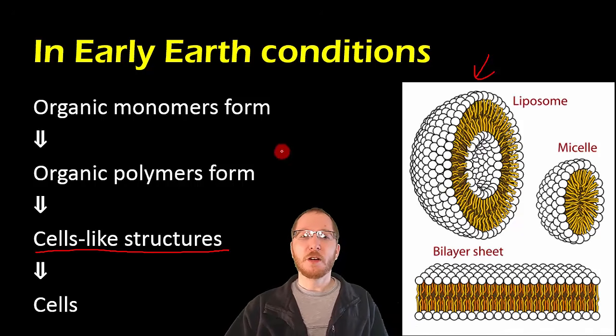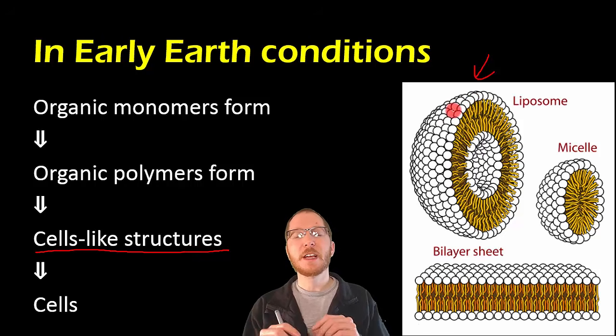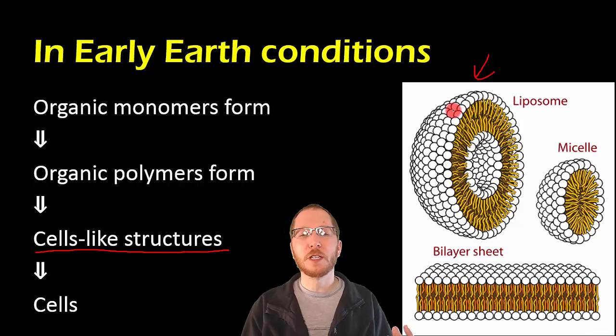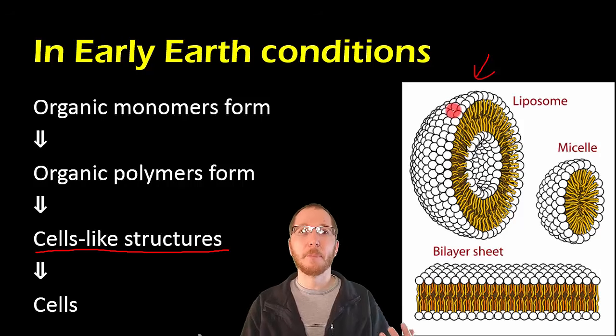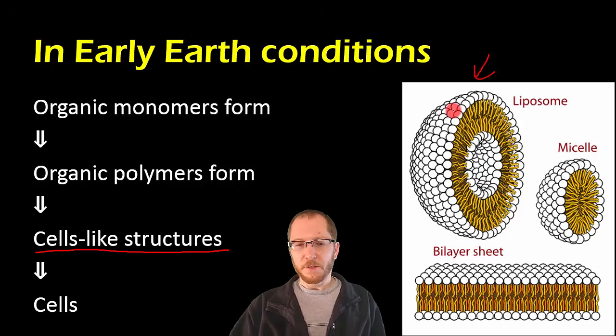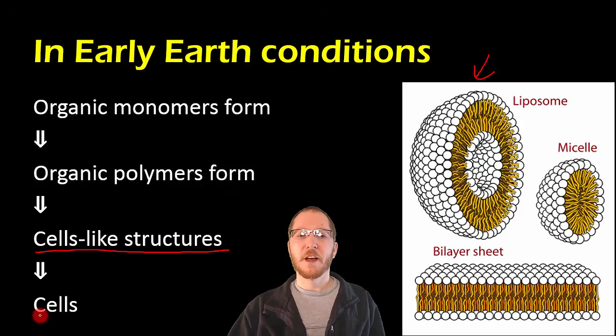So these cell-like structures can do many of the characteristics of life. They can grow as they add more lipids. They can break apart into separate things. You get reproduction. Some of them, depending on what's inside, have pieces of RNA and protein that can act as a metabolism. So these cell-like structures can already do many of the things that life does. But to do everything life does, that's when we get our first cell.